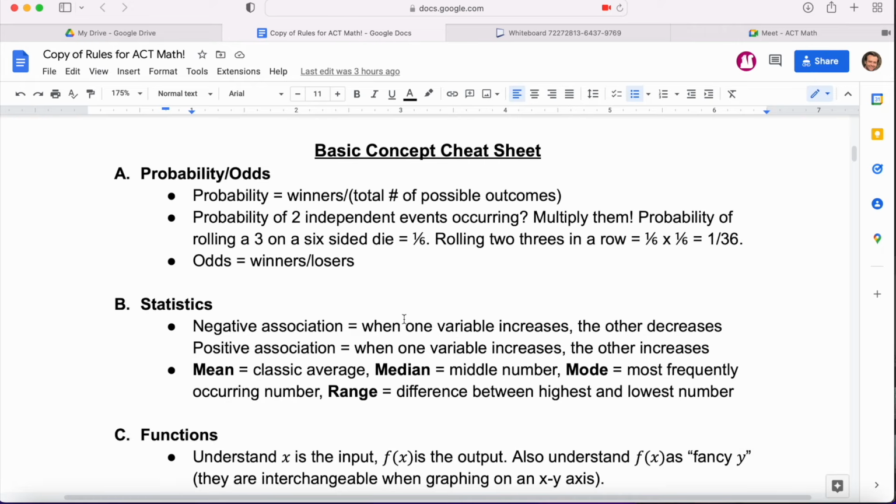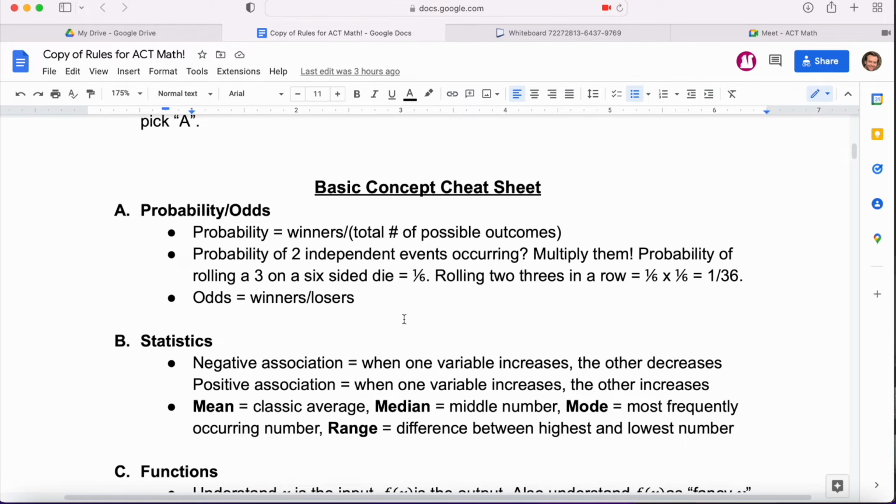Okay, let's go to it in the rules real quick. So this is basic concept A on the cheat sheet right below the rules. Do you see basic concept A? It says probability and odds, okay? And I want you to read that first bullet point for me, please. Probability equals winners over the total number of possible outcomes. Yes, that's like a division sign right there. So it's winners divided by the total number of possible outcomes, okay? That's sort of the formula for probability.